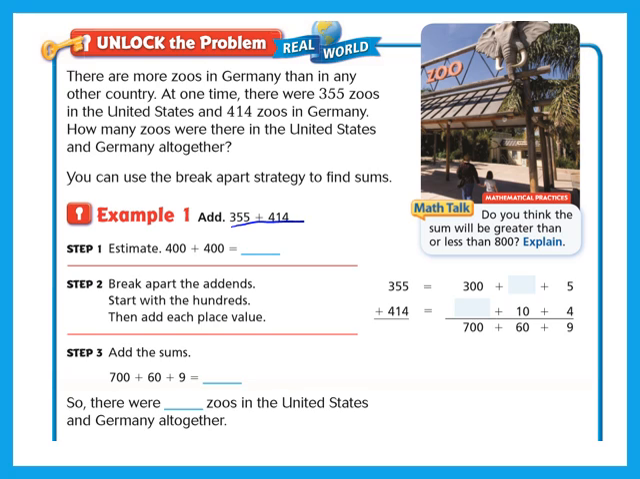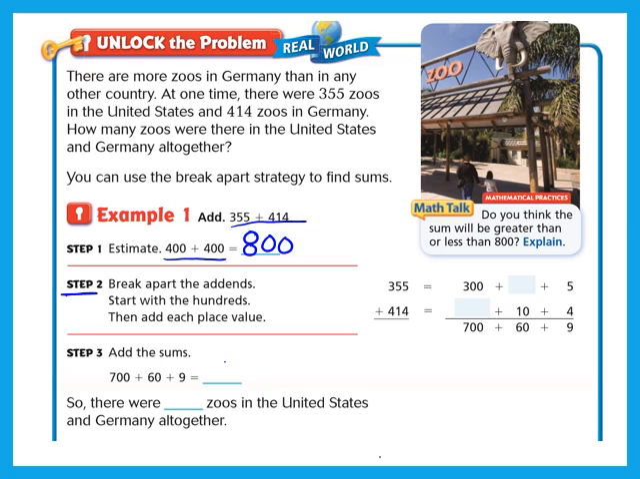355 plus 414. Step 1 is to estimate. If I round 355 and 414 to the nearest hundred, they are both 400. So that's why they have me estimating 400 plus 400. When I add those two numbers together, I have 800. So my estimate is going to be 800.